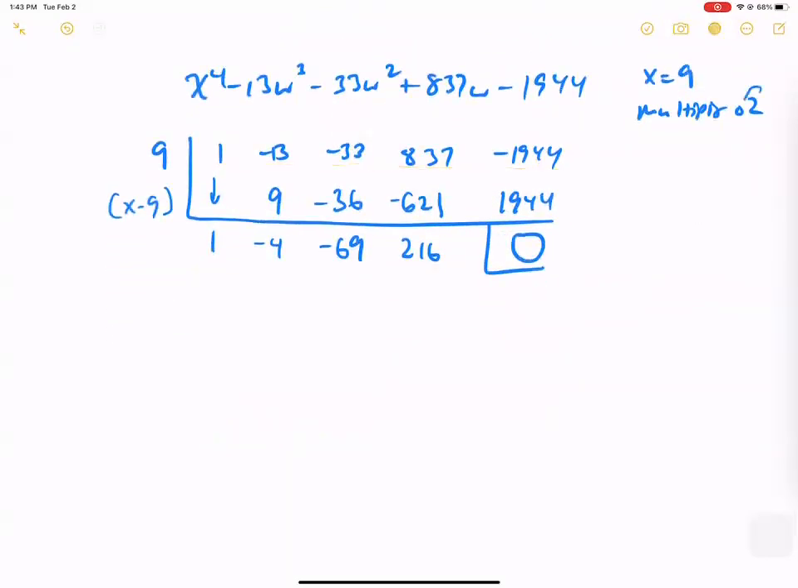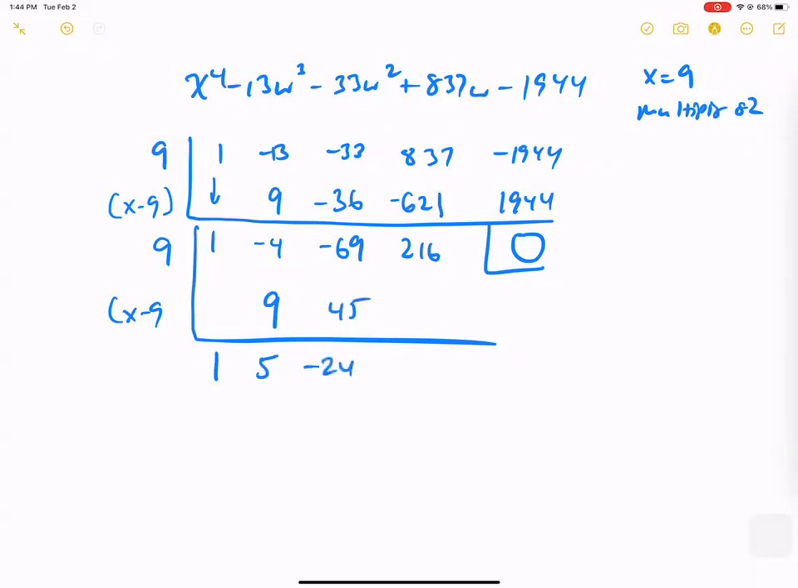Now, here's the thing. They told us it happens twice, a multiplicity of 2. So it happens twice. So what we do is we go back and we jump into the dungeon again, into the arena, and we do it one more time. 1, 9, 9 minus 4 is 5, 5 times 9 is 45, negative 69 minus 45 is negative 24, negative 24 times 9 is negative 216. Oh my goodness, it worked twice. That's what multiplicity means. It means how many times do you have that answer?